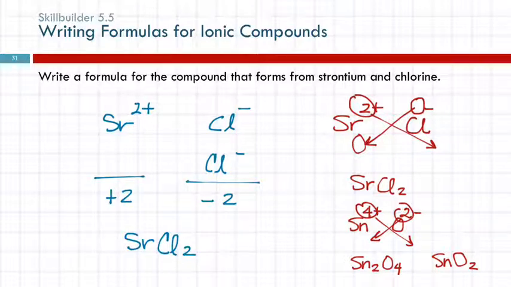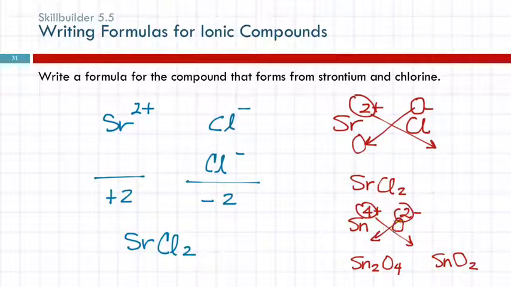So why, if it was like -2, why did you write that one? We don't write the negative? No. No, you don't write the negative. So we don't want to say Sn -2, because that would say we have -2 tin atoms or ions, and you can't have -2 ions.